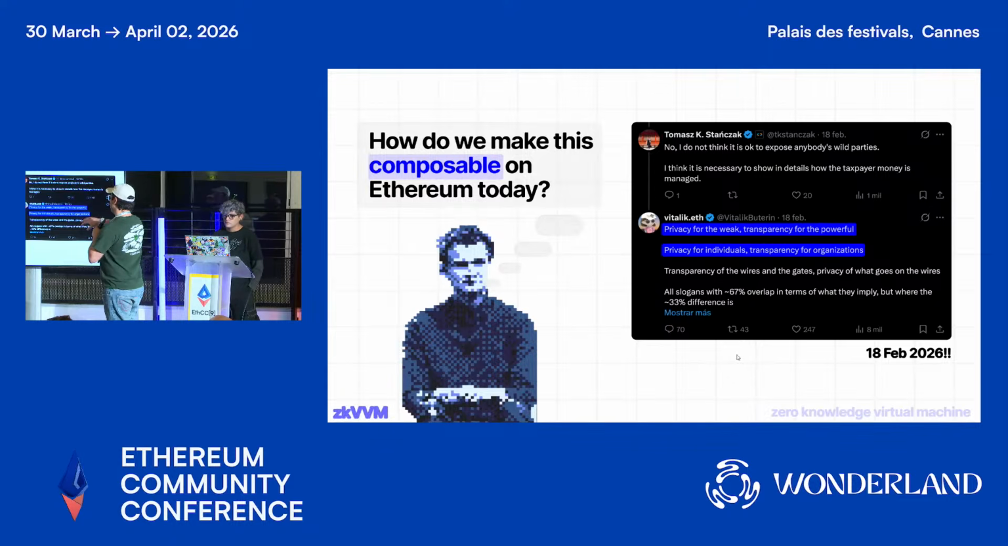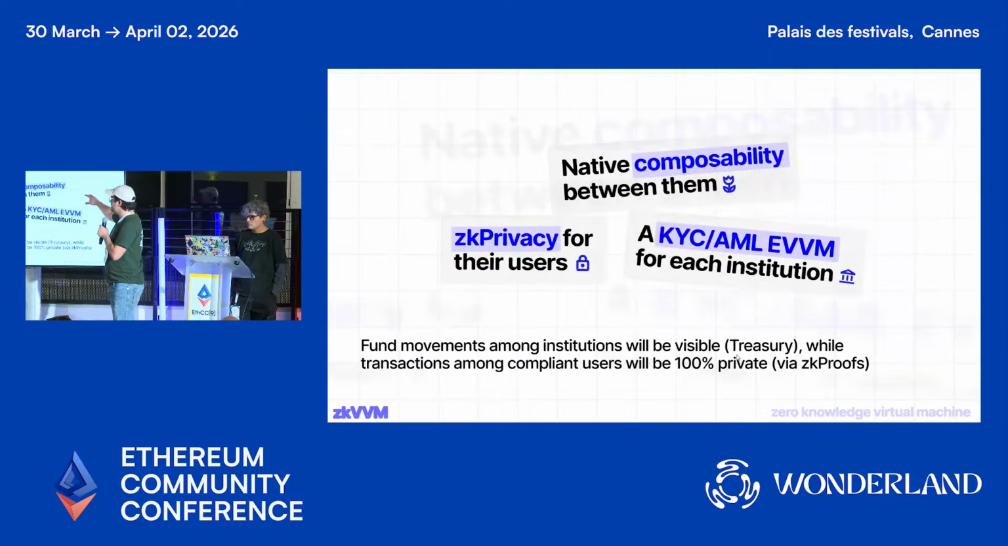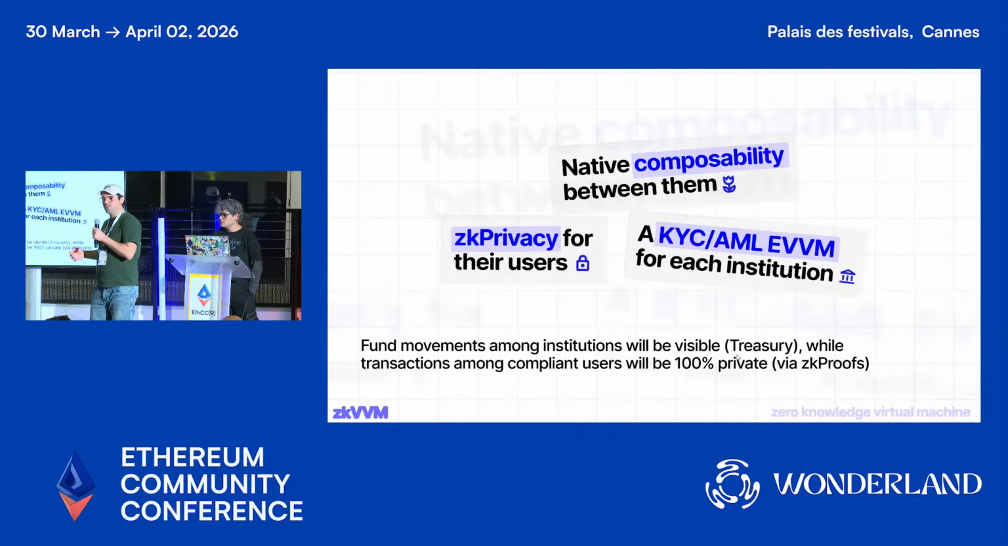So we had Vitalik saying some things about privacy for the weak, transparency for the powerful: privacy for individuals, transparency for organizations. How is this solved with just an EVM? We go. You have native composability between all the different institutions as well, because there could be an EVM from one bank and another financial institution living on the same ecosystem, Ethereum L1, for example. The users will use ZK Vaults and fully homomorphic encryption for transfers between them, or ZK Vaults for complete privacy, not only confidentiality, but also privacy of where these funds are going.